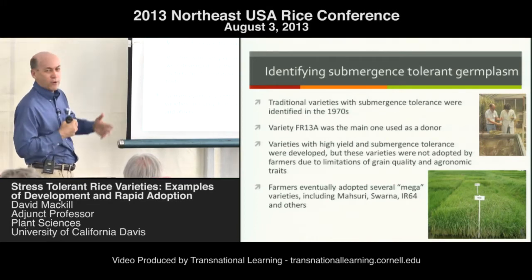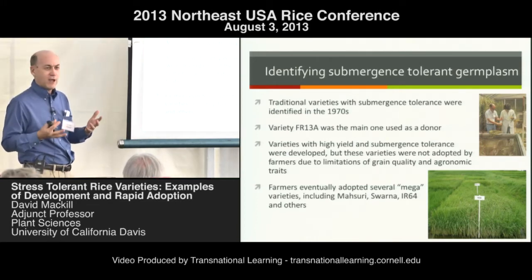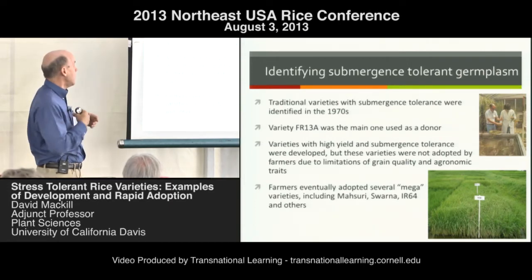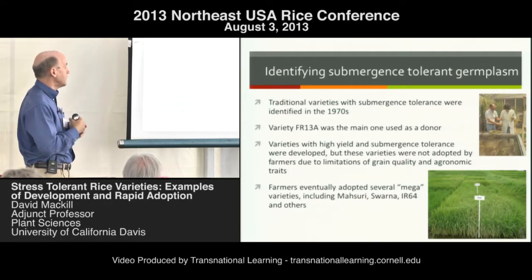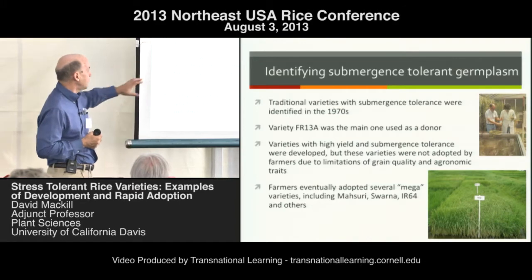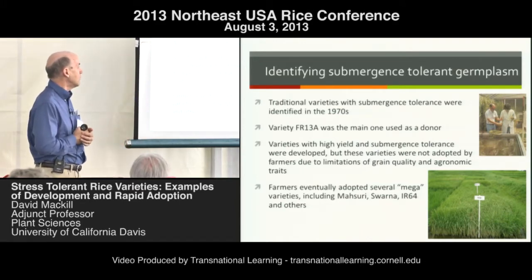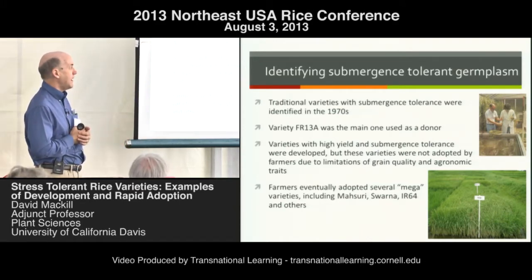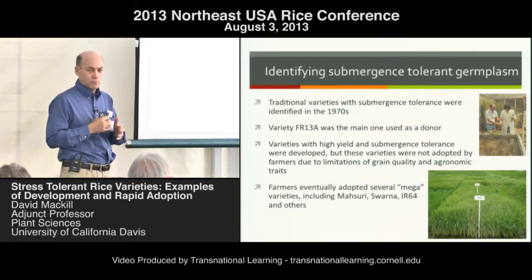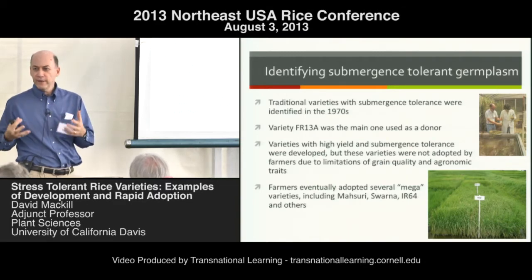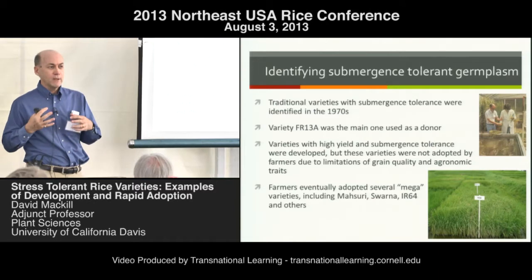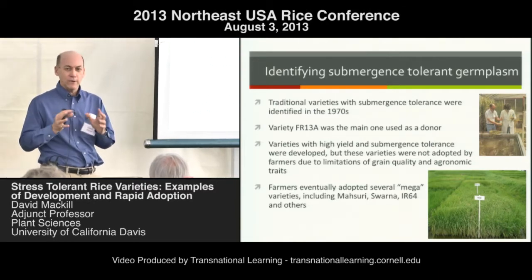So after quite a long process of breeding, because the traditional way of plant breeding takes many years to do, this was done over quite a long period of time, probably more than 10 years. There was a breeding effort, and varieties with high yield and submergence tolerance were eventually developed. However, very few of these actually got to the stage of release and adoption by farmers. They still had problems with them, that the farmers didn't like the quality or the adaptation or something.